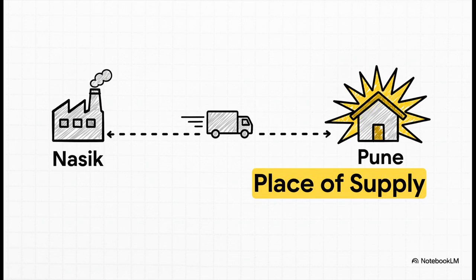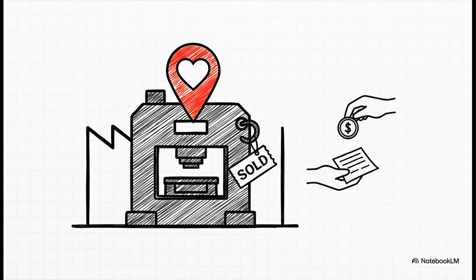For instance, if a company in Nasik, Maharashtra, sells and ships a refrigerator to a buyer in Pune, also in Maharashtra, the journey ends in Pune. So the place of supply is Pune. Simple. Okay, but what about a situation where the goods don't move at all? A sale made as is, where is. Imagine a company in Noida is leasing a big machine in its factory and then decides to just buy it outright.